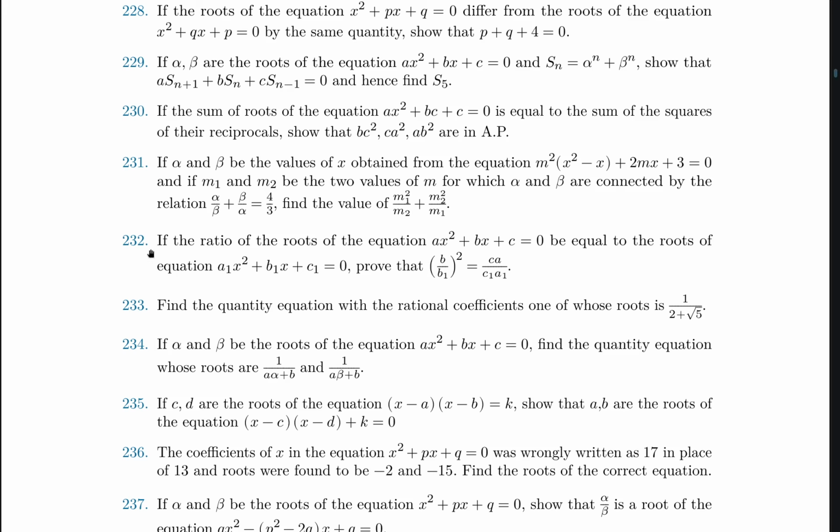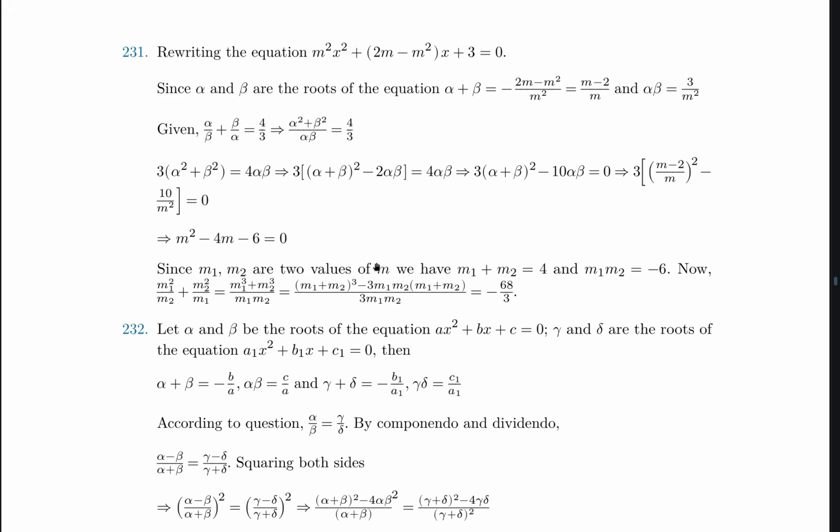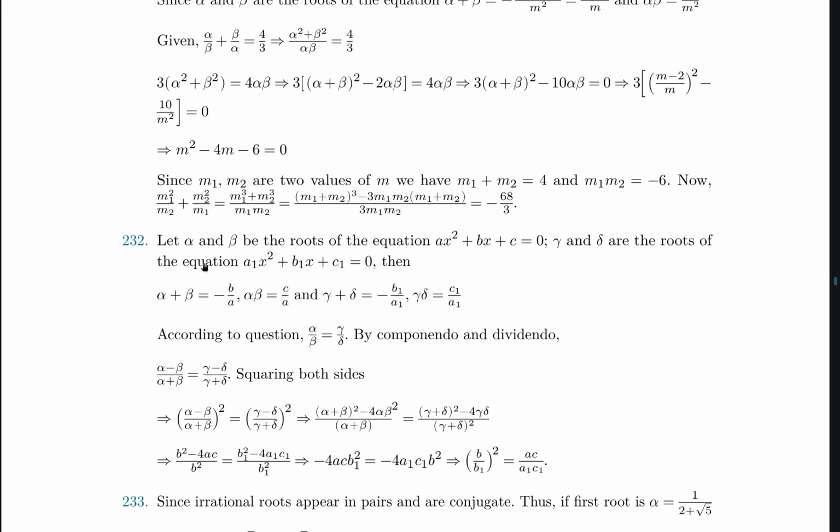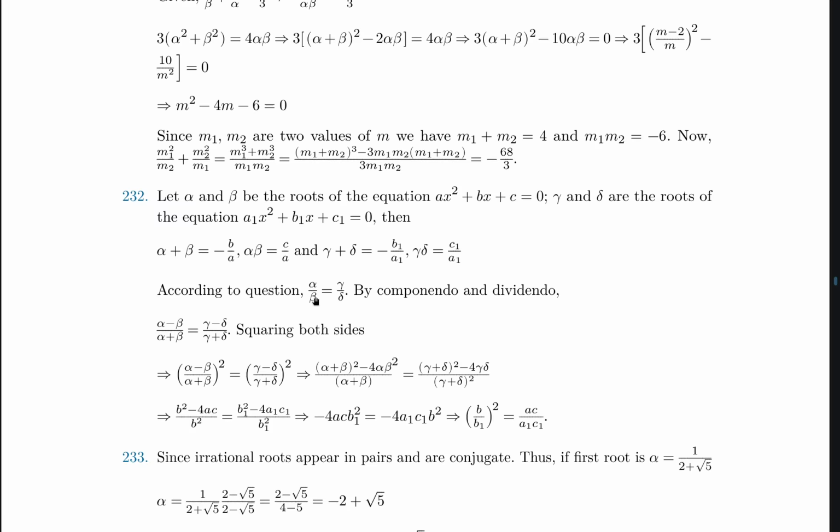Now we move on to question 232. If the ratio of the roots of the equation x square plus bx plus c is equal to 0 be equal to the roots of the equation a1 x square plus b1 x plus c1 is equal to 0, prove that b by b1 whole square is equal to ca by c1 a1. So we let the roots of first equation be alpha beta and gamma delta of the second one. So we have the typical formula for sum of the roots and product of the roots. Now according to question, the ratios are equal, that is alpha by beta is equal to gamma by delta.